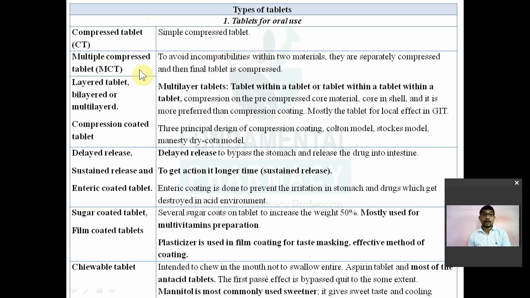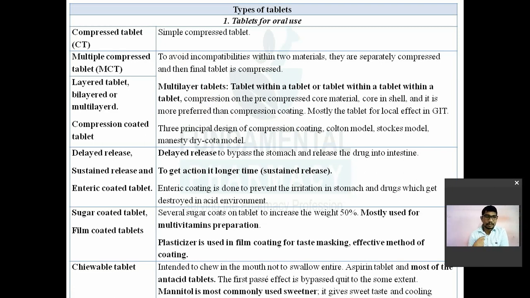Next class is the multiple compressed tablet. Now this is important. मल्टीपल कंप्रेस्ड टैबलेट्स. आपको मल्टीपल कंप्रेस्ड टैबलेट्स क्यों बनाना है? To avoid the incompatibilities between two materials. They are separately compressed and then the final compression of the tablet is done. Suppose you want to formulate 2 drugs in 1 tablet, paracetamol and another drug. If these 2 drugs are incompatible, then what can you do? You can compress paracetamol separately. You can compress salicylic acid separately, and then you can make 1 tablet by compressing both pre-compressed tablets.